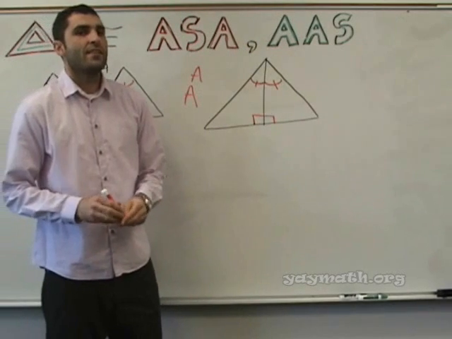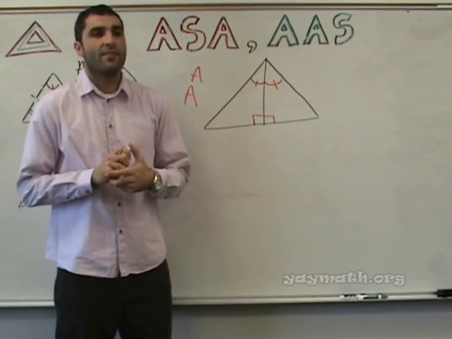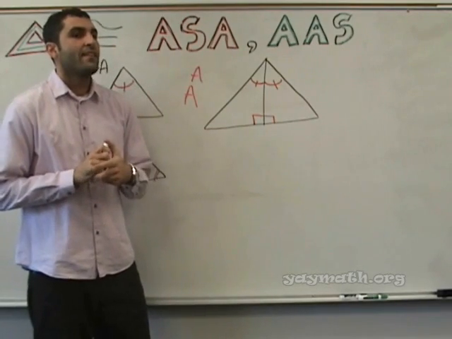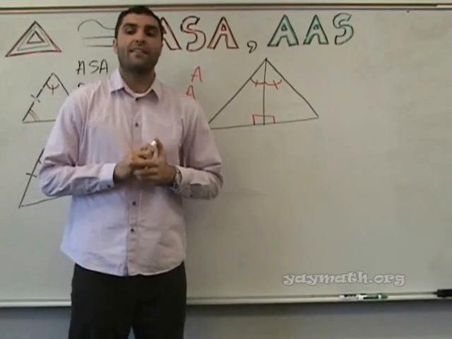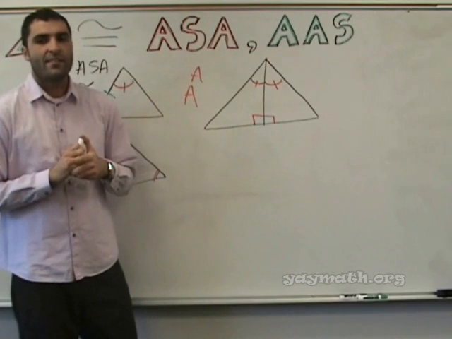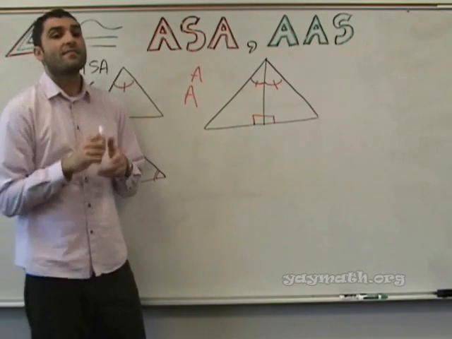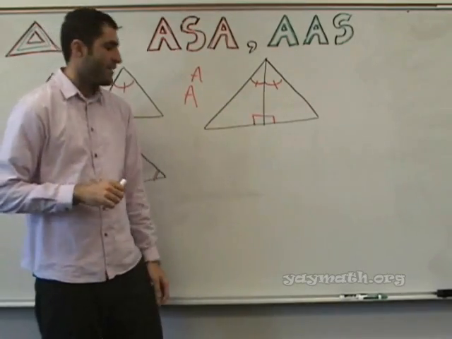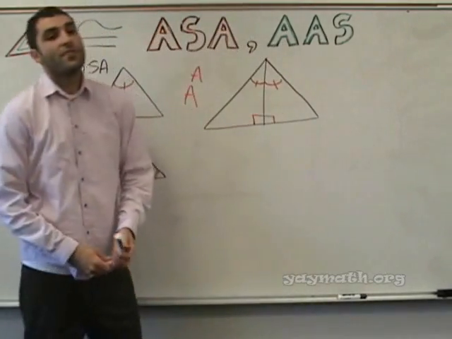Does anyone see that there's another one in there hiding? It's okay if you don't. Keep looking. It's either another angle or a side. Can you see which one it is? Is it the middle one, this side here? Why is it? You're right, because they both share it.